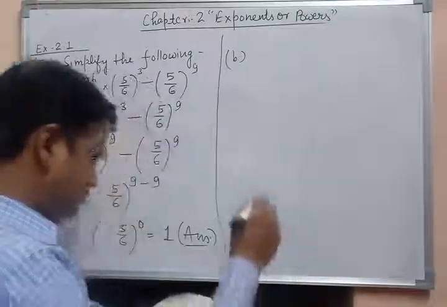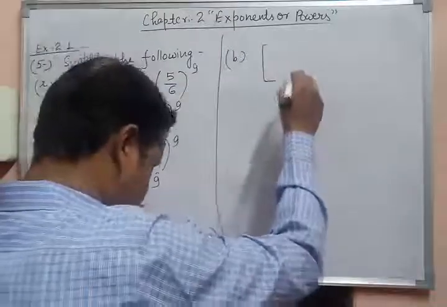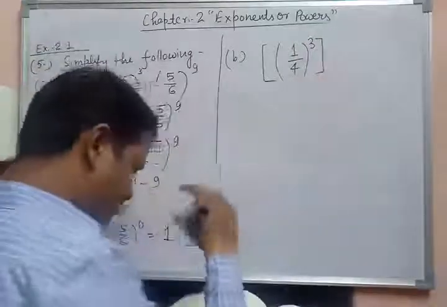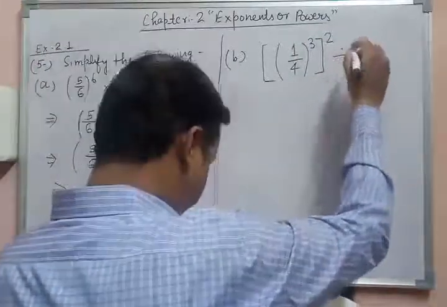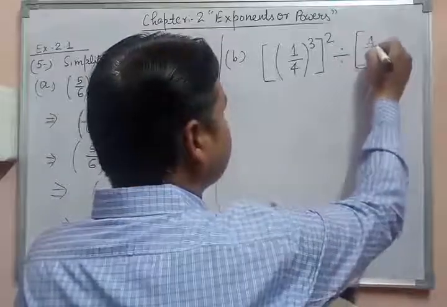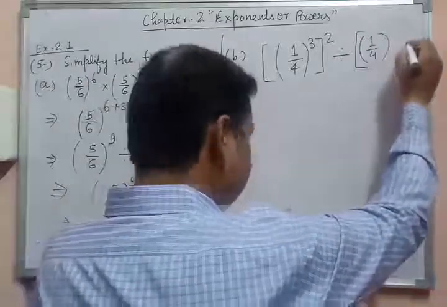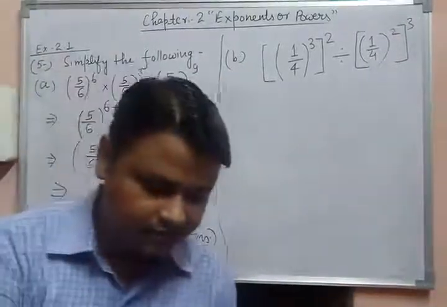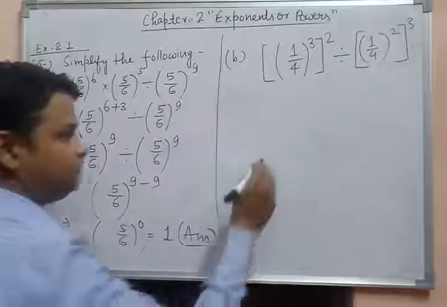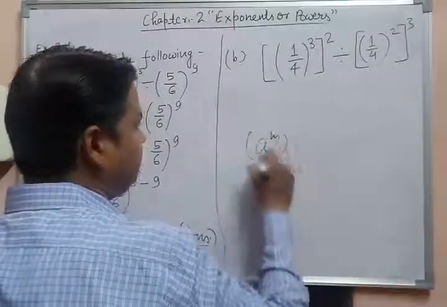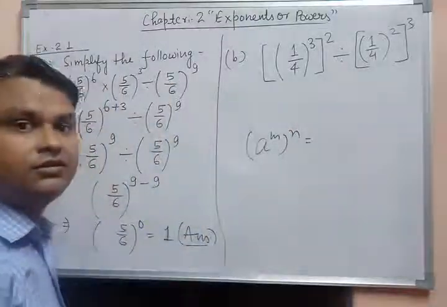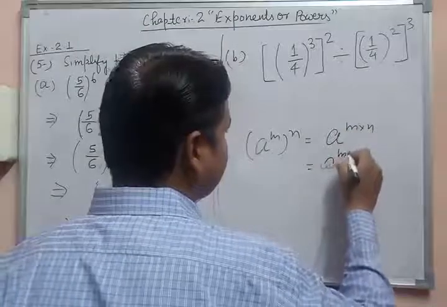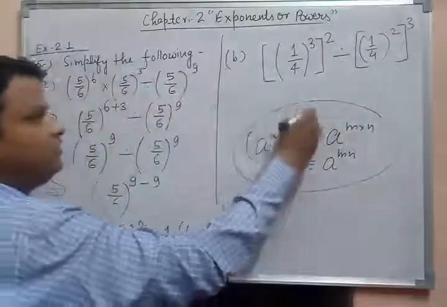Now moving to the next part, that is part B. Part B says 1 upon 4 to the power 3, to the whole power 2, divided by 1 upon 4 to the power 2, to the whole power 3. So students, recall the law of exponents I told you in the previous video: a to the power m, to the power n, has the value a to the power m into n, that is a to the power mn. So apply this law of exponents in this question.